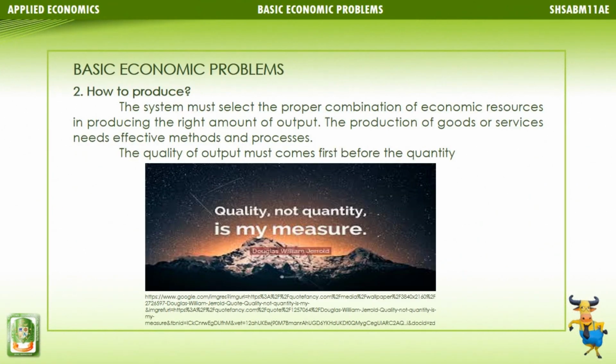Number 2. How to produce? The system must select the proper combination of economic resources in producing the right amount of output. The production of goods or services needs effective methods and processes. The quality of output must come first before the quantity.